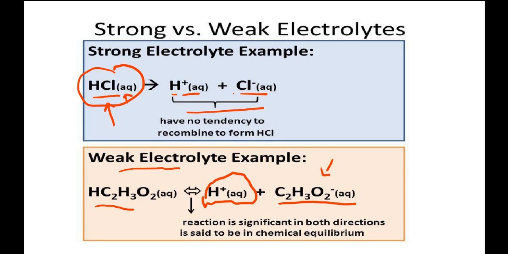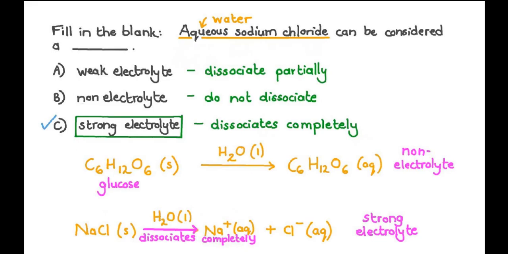Alright, it's very important to understand the weak electrolytes and the strong electrolytes. If you have any questions, please feel free to ask as I explain. Here I even gave an example of a question: fill in the blanks. Aqueous sodium chloride can be described as a strong electrolyte, because if I dissolve sodium chloride in water, it's going to give me sodium ions and chloride ions. So this one is a strong electrolyte.